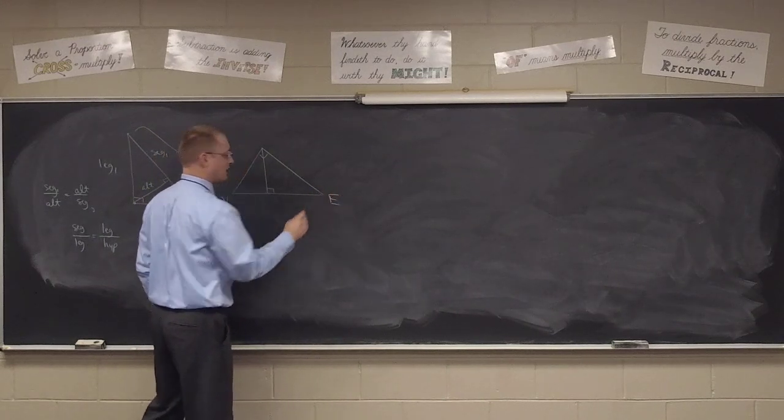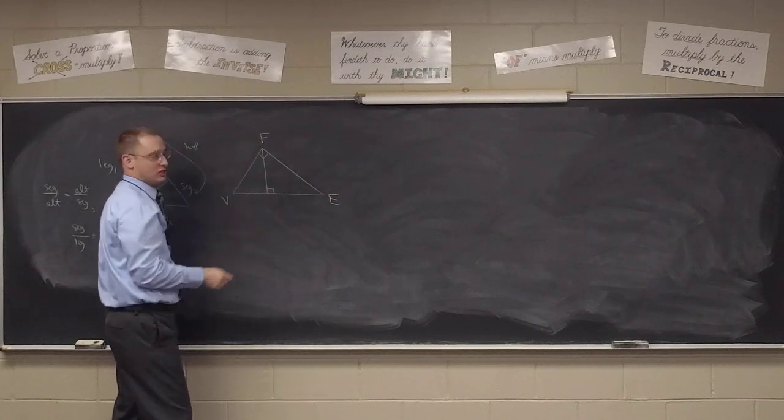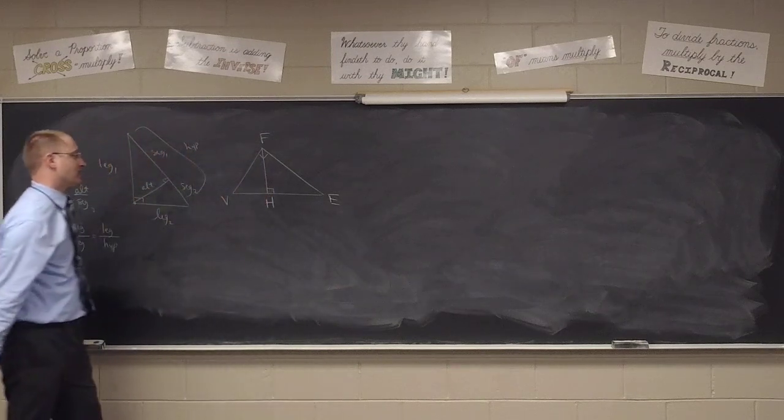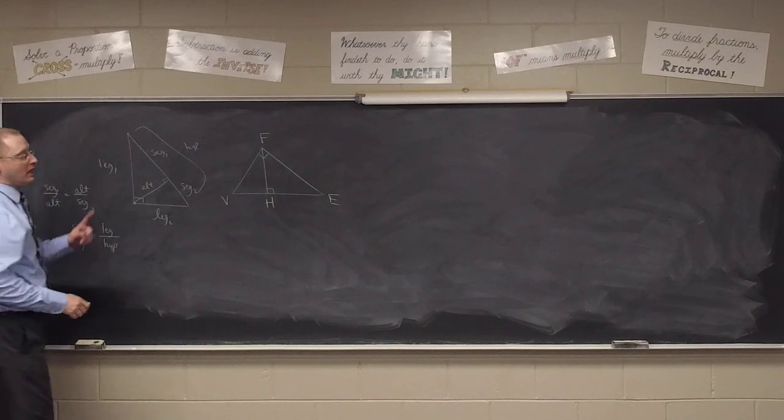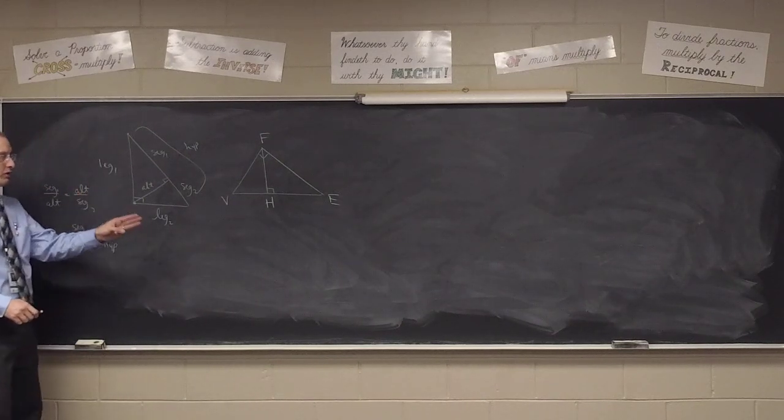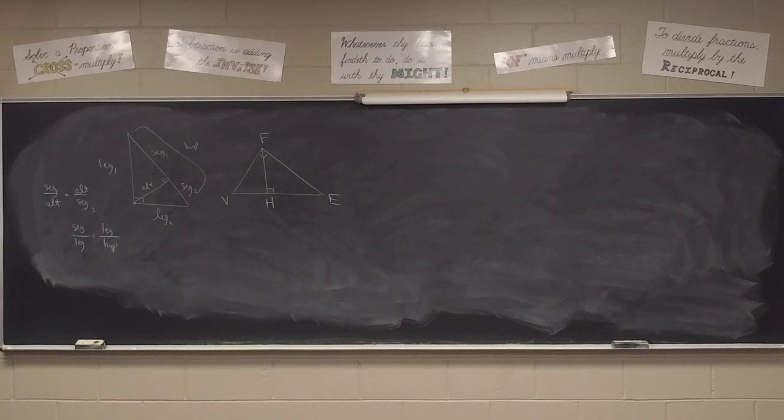E very rarely gets used. F almost never gets used. And H. Okay, so let's go with these. V, E, F is my triangle. We've got V or FH, the altitude. In letters, what are the three proportions? Write them down. In letters, what are the three proportions?